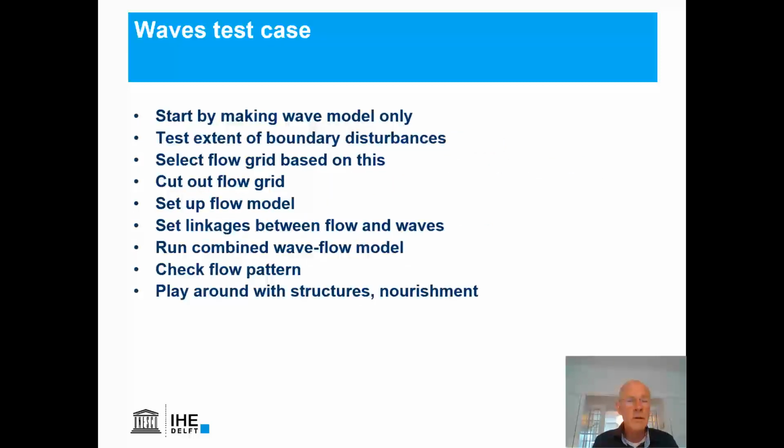What we will do is we'll start making a wave model only, then test the extent of the boundary disturbances. We select a flow grid based on this. We cut out this flow grid, set up the flow model, set the linkages between flow and waves, run the combined wave flow model, and check the flow pattern. And then we'll play around with structures and nourishment. So that'll be the next exercise.